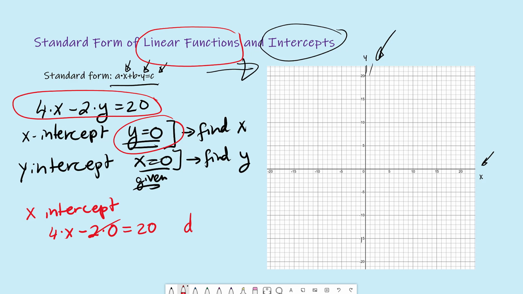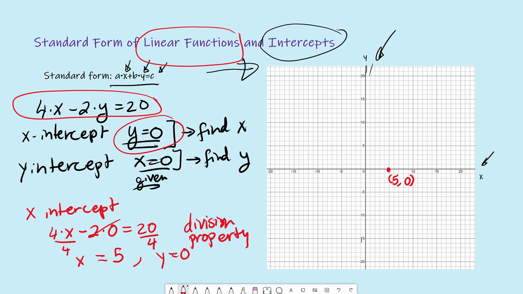Now we can use the division property of equations to divide both sides by 4, in which case we get x, because 4x divided by 4 is just x, equals 20 divided by 4, which is 5. So x equals 5 is our x-intercept, and in that case y equals 0, because we're looking at the x-intercept. So this is our intercept right here: x equals 5 and y equals 0.